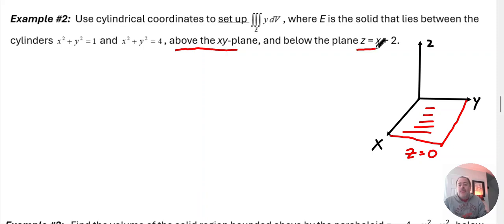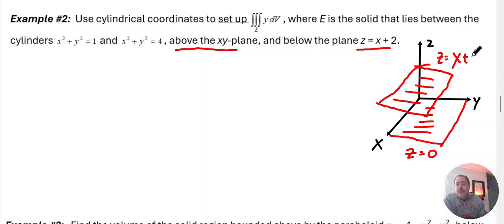And then we're bounded above our volume by the plane z equals x plus 2. So that's really saying that we have a plane that's going to come out like this, and this is our top region right here. So the top of our surface is going to be z equals x plus 2. We can already see that z is going to be bounded by 0, which is the xy plane, and then the other plane, x plus 2.